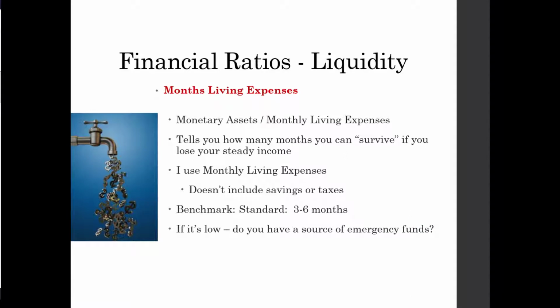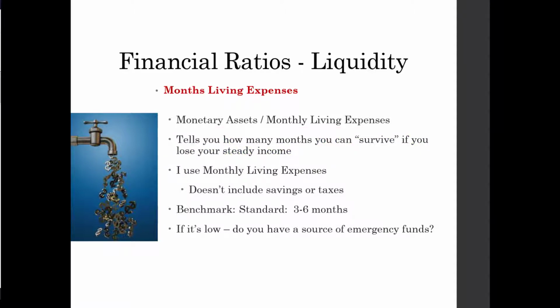So the first ratio, this one is very important. You'll hear this from every financial planner. It's called the month's living expense ratio. This measures your liquidity, which is your ability to put your hands on cash without having to sell important assets. This ratio tells you how many months you can survive, how many months you can pay for out of your emergency savings if you were to lose your steady income.